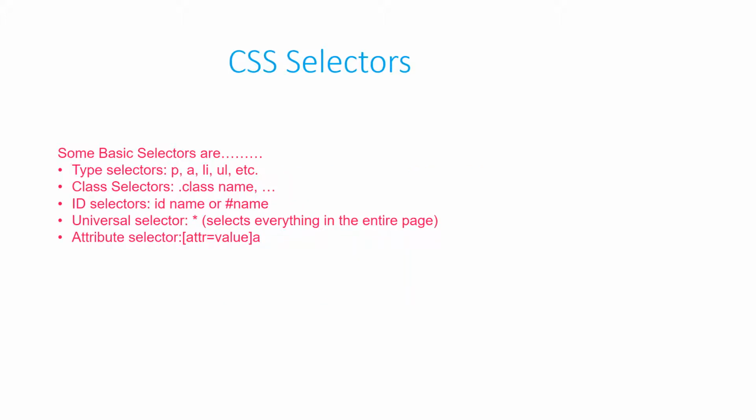So CSS selectors, some of the basic selectors are as follows. There are type selectors, such as paragraph. There are class selectors, such as classes and names. There are ID selectors, such as a name or whatever used for your ID. There are universal selectors that select everything on the page, and attribute selectors.